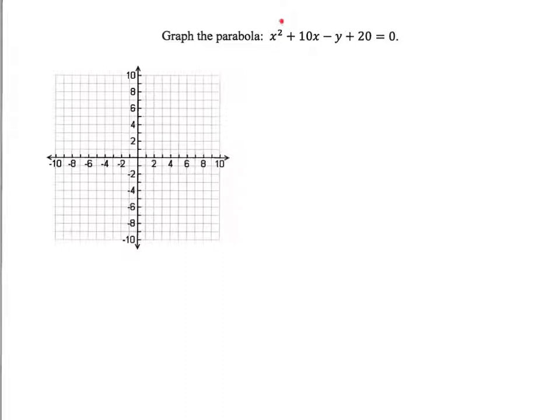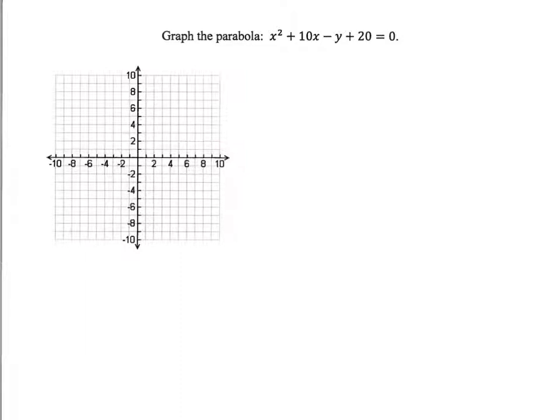Notice that it's x squared with the x. These are the two that need to form a perfect square trinomial, which means we have to get y over to the other side. We're going to leave 20 on this side. It's a little different with parabolas. Let's get started here.